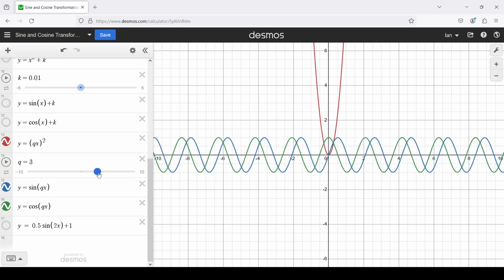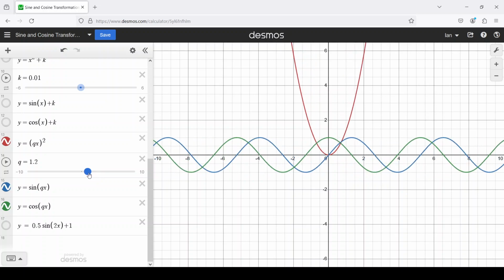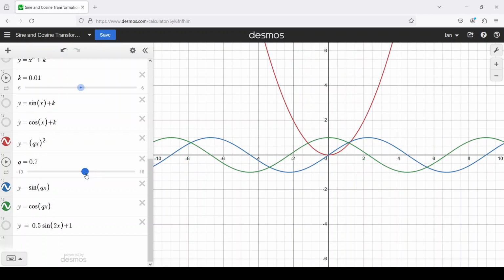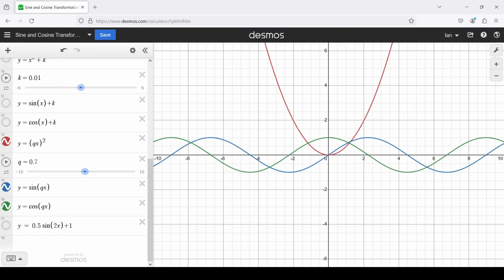Now, what would happen if q was between 0 and 1? Let's say 0.5. Well, then the reciprocal would be 2. So we'd have a horizontal stretch. Here we go. Horizontal stretch. There it is, getting stretched out. Okay, so that's the effect of a q between 0 and 1. A horizontal stretch. What about a q between -1 and 0? Well, again, a horizontal stretch, because -0.1, for example, the reciprocal of that is -10. Okay, so that's a big horizontal stretch.